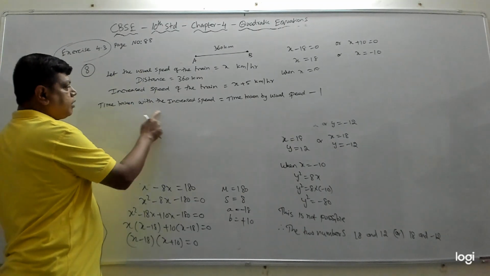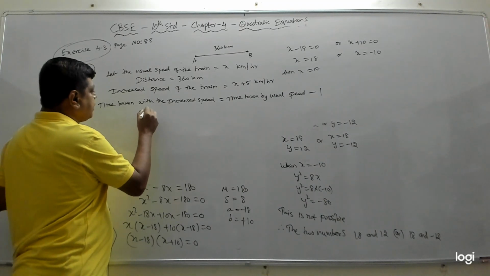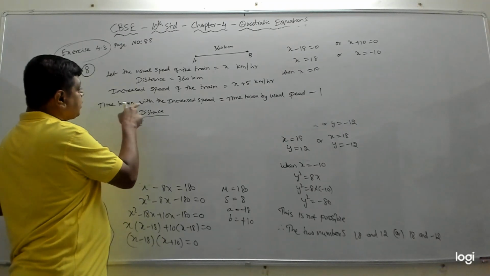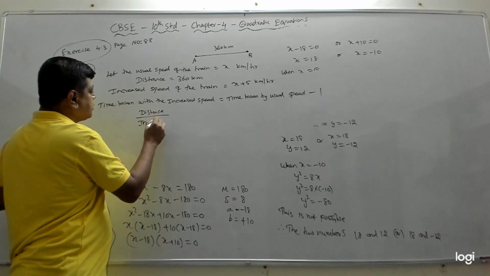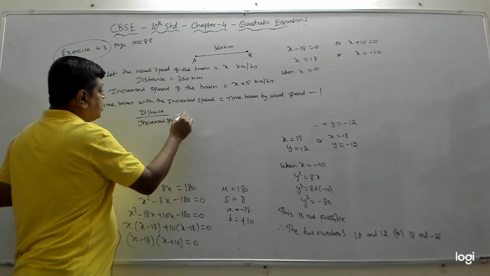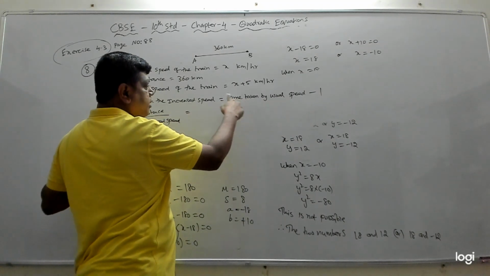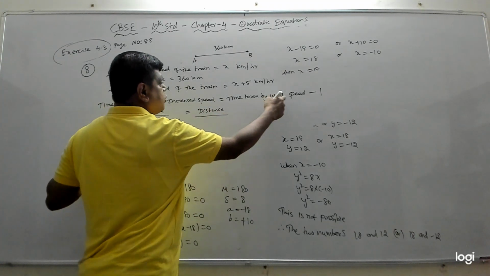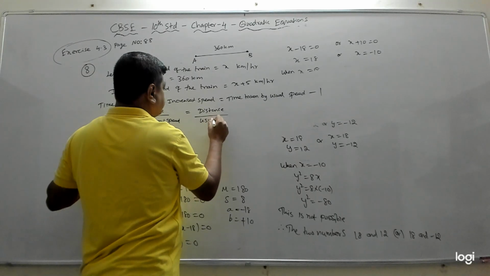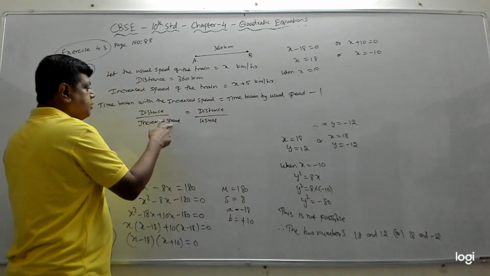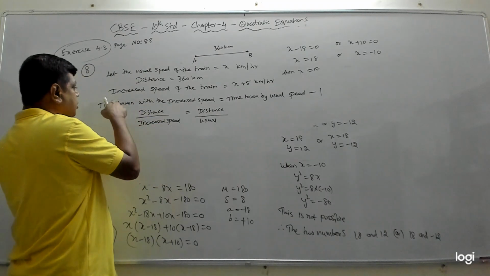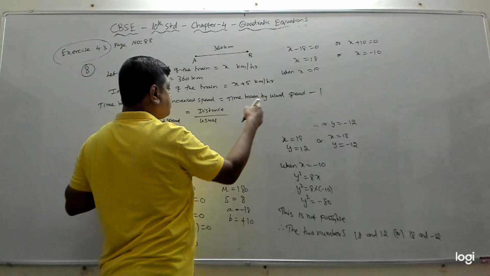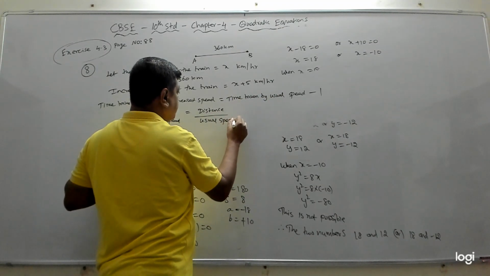So now we need to find the time. Time is distance by speed. Here the speed is the increased speed, because we are talking about the time taken with the increased speed. This equals distance by speed again, where the distance is the same distance and the speed is the usual speed. The time taken by the usual speed is distance by usual speed, minus this one.